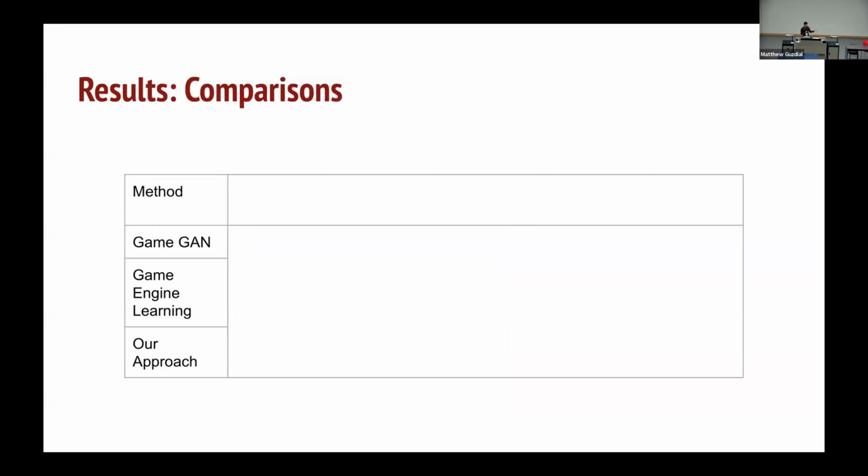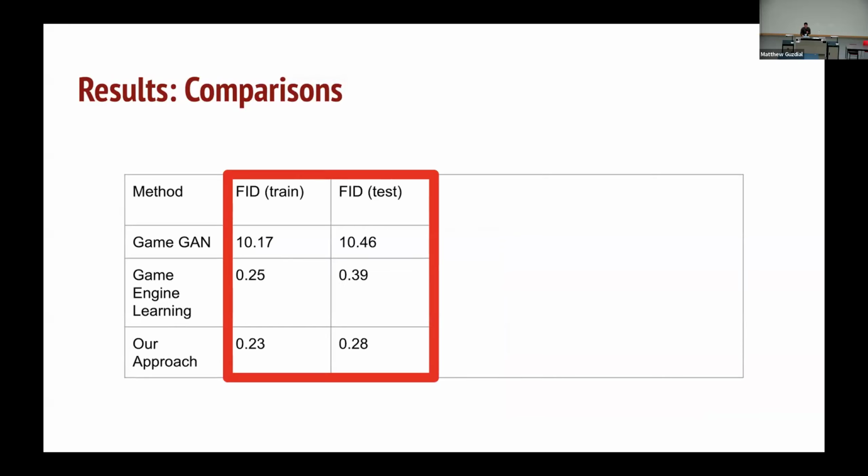We also compared our approach to two baselines. GameGAN is a neural world model, and game engine learning is a symbolic world model that Matthew did about 7, 8 years ago. Do note that for GameGAN, we use the same video that we did for our approach, so the training data is very minimal, right?